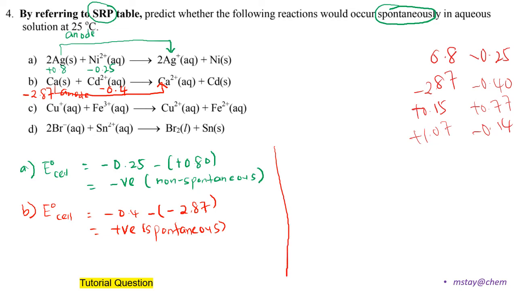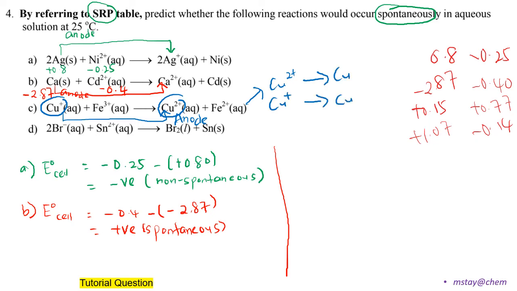Okay, then next one we proceed with C, Cu plus to Cu2 plus. Again, Cu plus undergoes oxidation, so this is the anode. Then please be alert with the half equation. You may have two half equations. One is Cu2 plus to Cu, and another is Cu plus to Cu. The one we need is Cu2 plus to Cu plus. Make sure you choose this one.